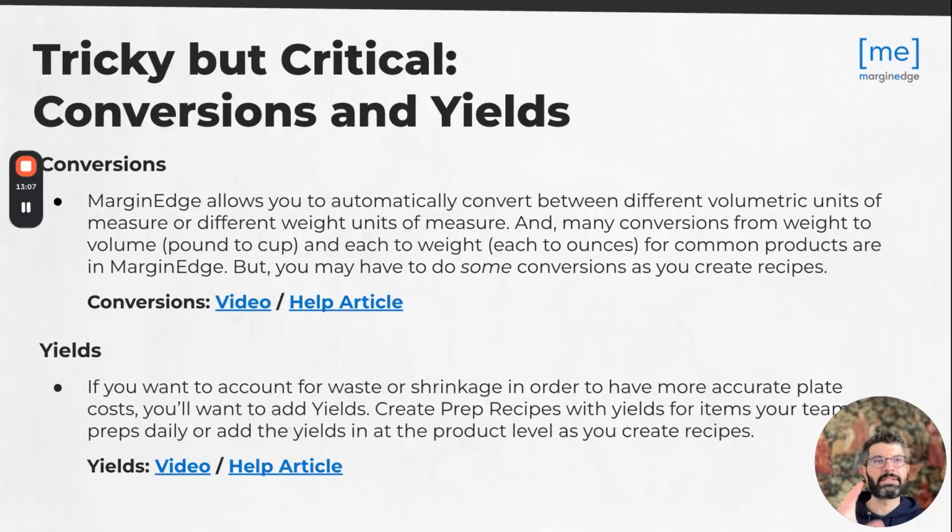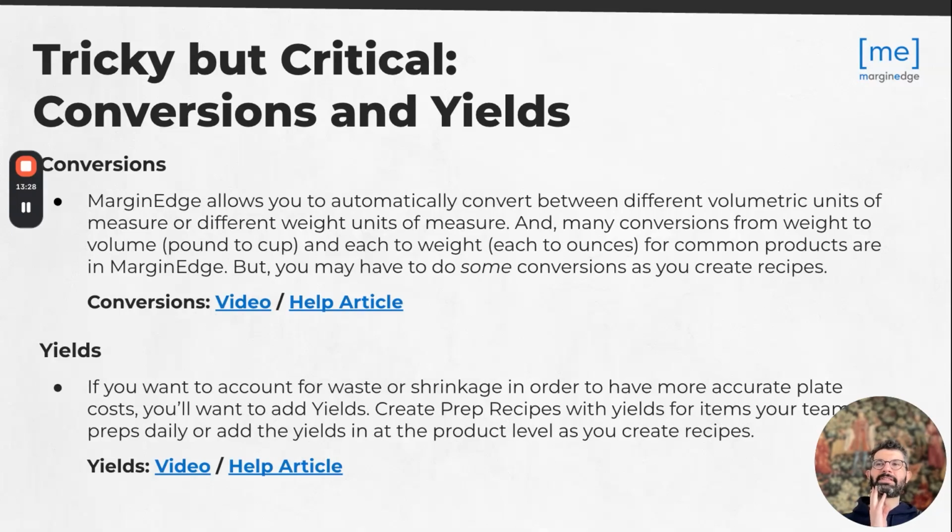But sometimes you may see a bubble come up when you go to add a cup of rice to your recipe that says, hey, we don't have a conversion for this. You can give us any weight to volume conversion. So you can just take a cup of rice, put it on a scale, and tell us, hey, that's 500 grams. And then we'll be able to add that to MarginEdge. That's too many grams for a cup of rice, but you get the idea.